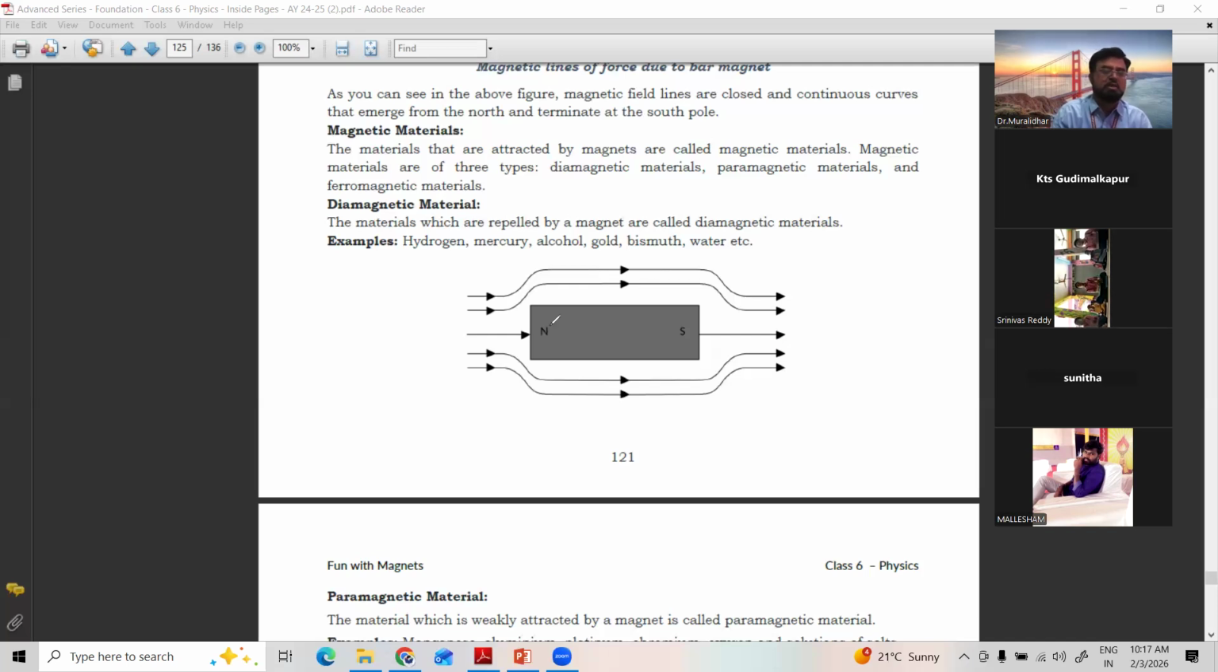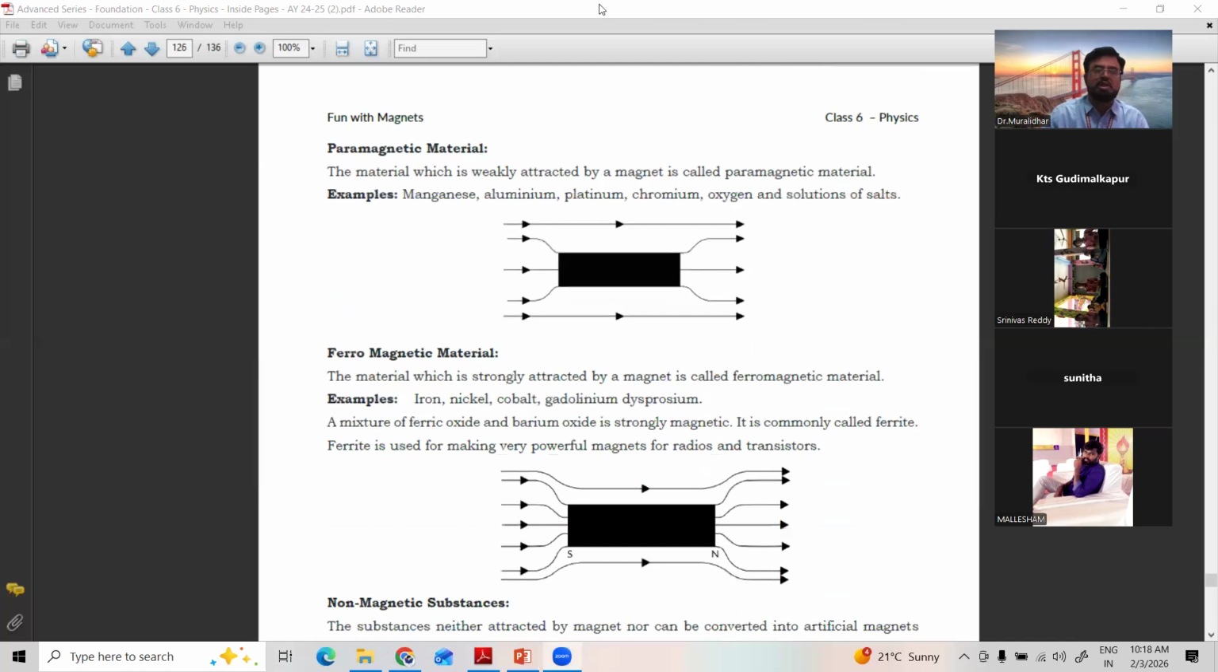In that, first one is diamagnetic materials. These are materials which are repelled by a magnet, meaning they are not at all attracted. They are completely unaffected by a magnet. Like hydrogen, gas, mercury, alcohol, gold, bismuth, water. These are the materials which are completely repelled or unaffected by a magnet. Why they are unaffected, I'll tell later. You will come across it in higher classes. But they are not at all attracted.